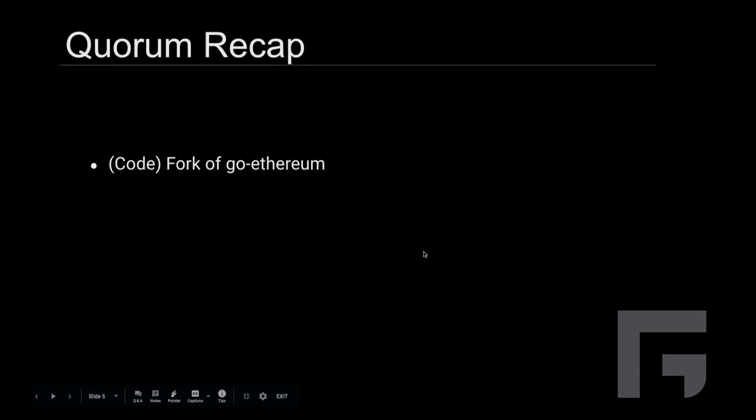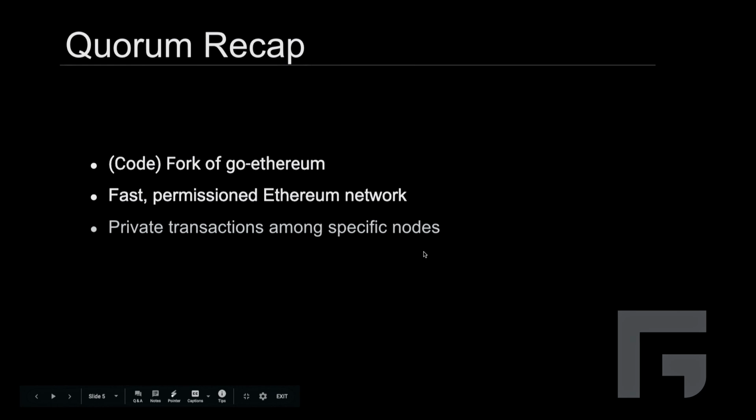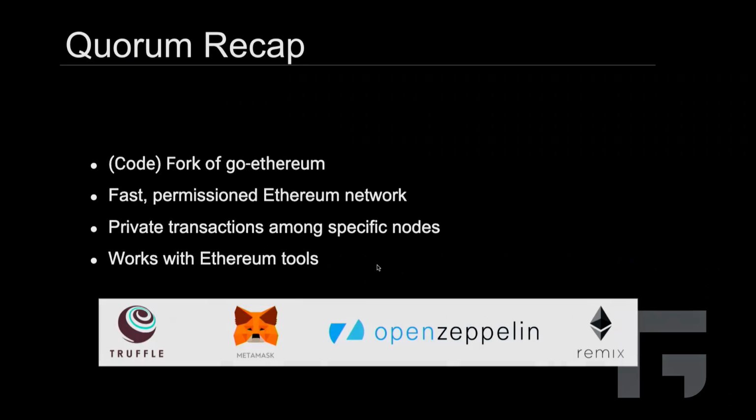Fast permission network, with these private transactions that I was talking about among specific nodes in the network. And the best part is that it all works with the standard Ethereum tools. It's just Ethereum under the hood with a few modifications. So Truffle, MetaMask, OpenZeppelin, Remix, Web3j, Web3js, all that stuff should work out of the box.